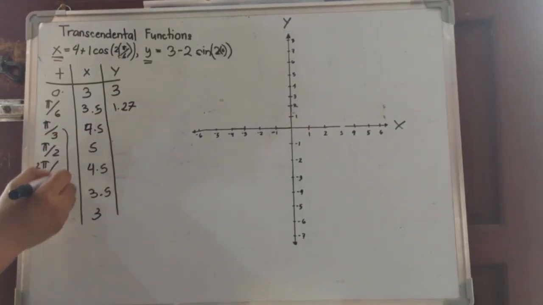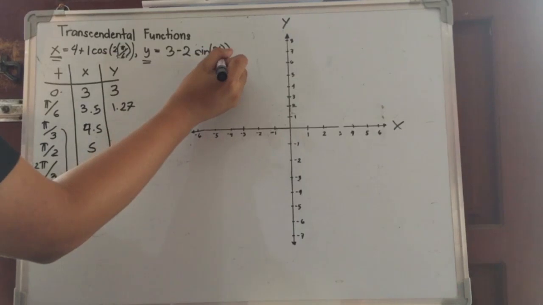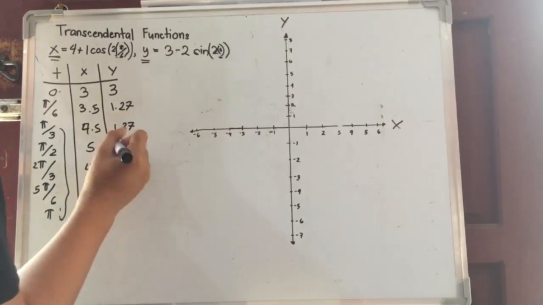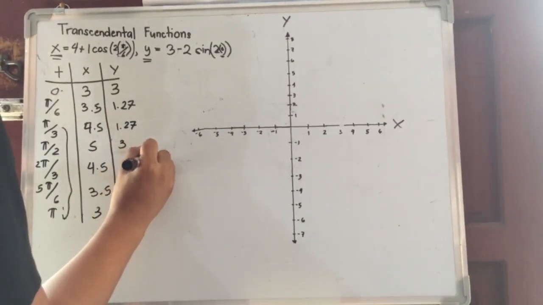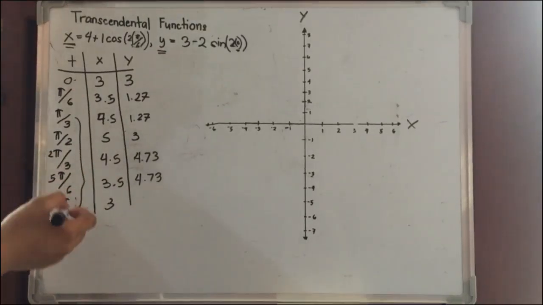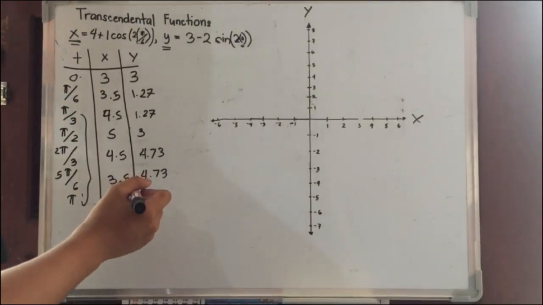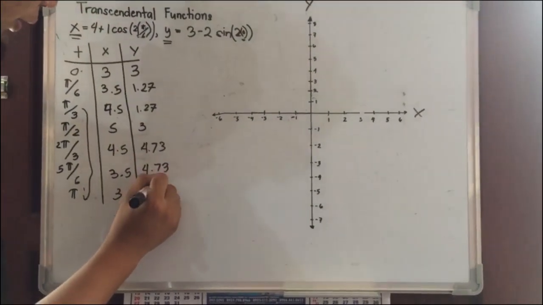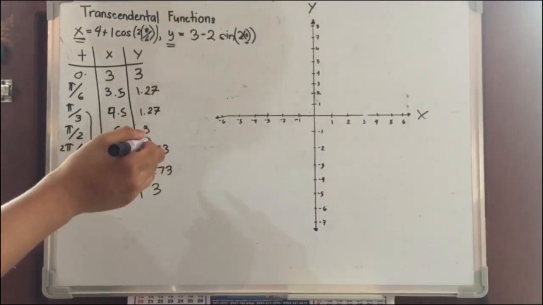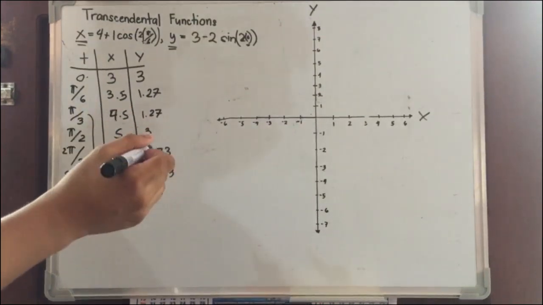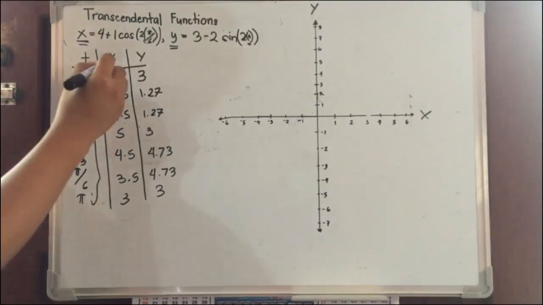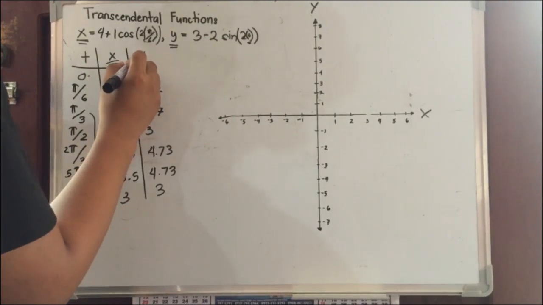If you substitute all these values, you will get 1.27, 3, 4.73, and when t is equal to pi, then your y will be equal to 3. Note that when inputting these values on your calculator, the mode must be set to radian mode. So we now have values for x, and we also have values for y.